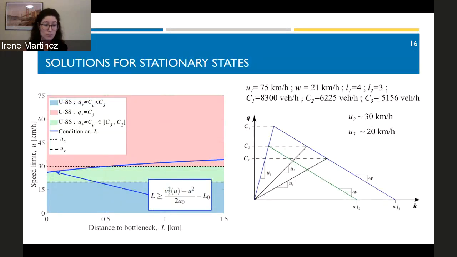So the blue region here is actually not of interest. Even if we have an uncongested stationary state, the flow is lower than the drop capacity. And the green region is the interesting one. The higher the speed limit, of course, the larger the flow would be. And the red region is the region where the capacity drop would be observed.